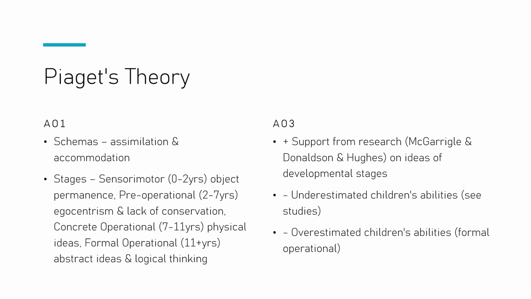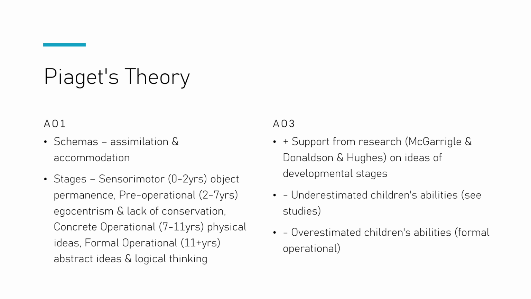Next is the concrete operational stage. This is between 7 and 11 years. This is where, so concrete meaning physical things, operational logic. So this is where they can develop physical ideas they're quite good with, but maybe abstract ideas, things like morality and justice and things like that they would struggle more with. But that would come later on, finally at the formal stage. This is over 11 years old, and this is where they can deal with abstract ideas, logical thinking, the scientific method, looking at things like algebra, things like that. So that's Piaget's theory in general.